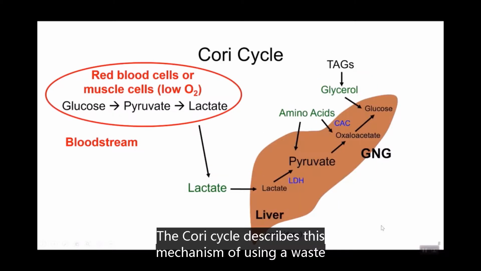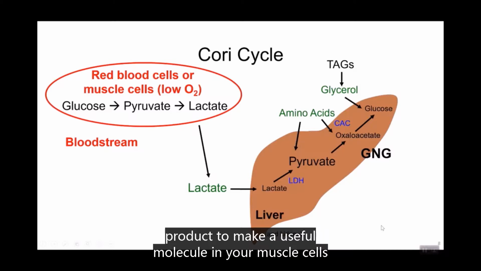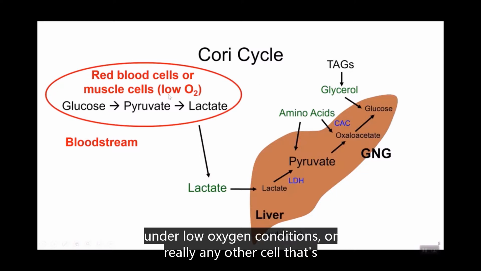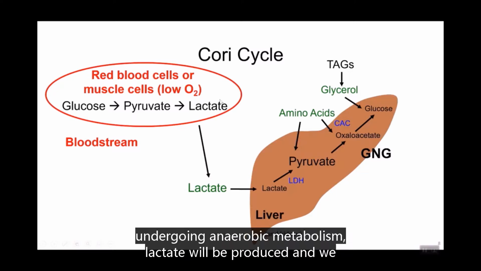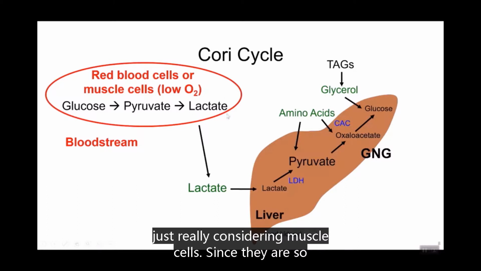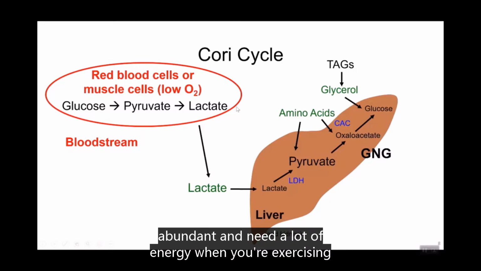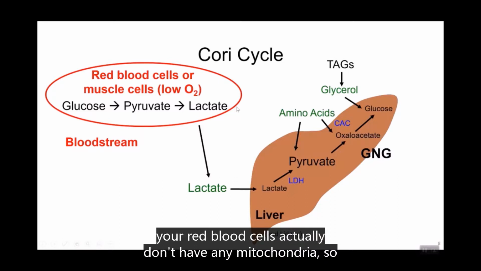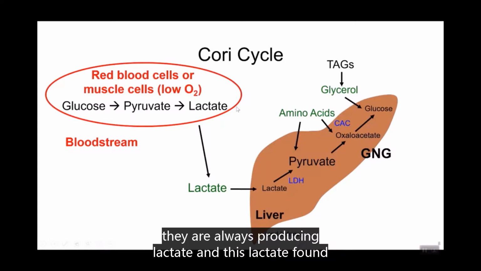The Cori cycle describes this mechanism of using a waste product to make a useful molecule. In your muscle cells, under low oxygen conditions, or really any other cell that's undergoing anaerobic metabolism, lactate will be produced. We're just really considering muscle cells since they are so abundant and need a lot of energy when you're exercising. Your red blood cells actually don't have any mitochondria, so they are always producing lactate.